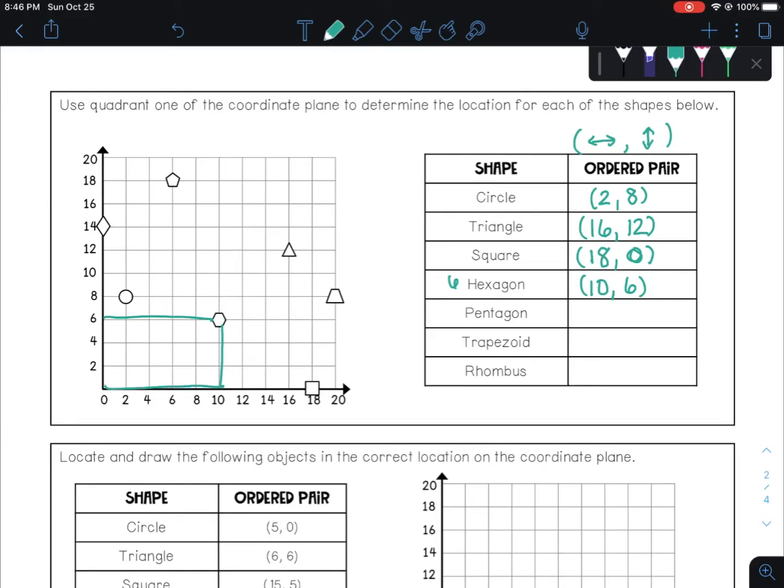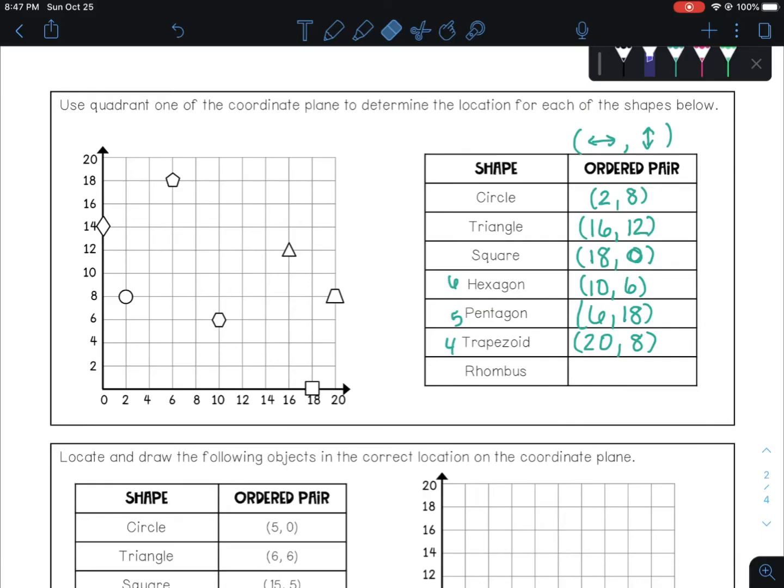The pentagon, that means 5 sides. That one's going to be over, let me see where it is, here it is. That one's going to be over 6, and then up 18. So 6, 18. Okay, the trapezoid, that has 4 sides. That's this one here. So the trapezoid is way over here, so it's over 20 and up 8. So 20, 8.